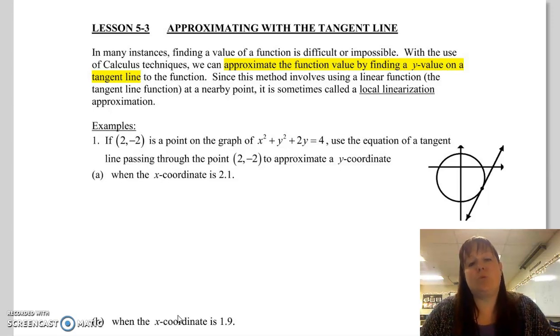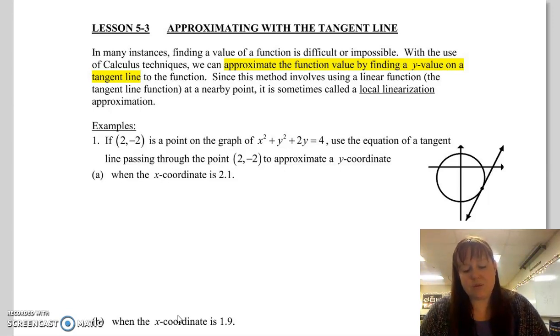And I wouldn't want to put 2.1 into my original equation and solve for y because it'd be really difficult, right? I'd have to square 2.1 and then somehow find the square root, and maybe factor or something. It would be really complicated to just plug 2.1 in here for x and solve for y. But you'll see that with the tangent line, I can get really, really close. I can tell what the y coordinate on my function is at x equals 2.1. I can get really close to it.